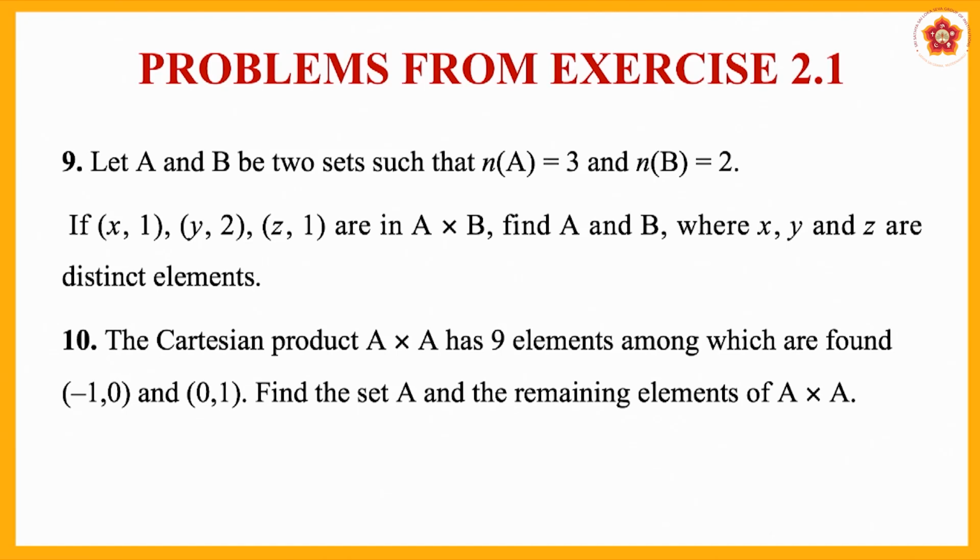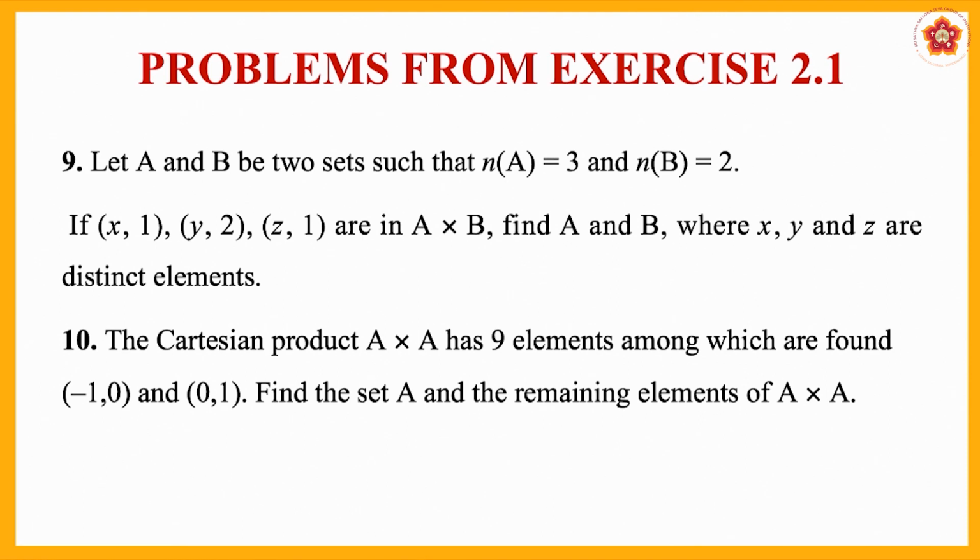We come to a close of this chapter with the last problem, problem number 10. The Cartesian product A cross A has 9 elements. When can it have 9 elements? If each of them has 3 elements. Because if n(A) is 3, n(B) is 3, then only the product is going to be 9 elements. Suppose A has 4 or 5 or 6 or 2 or anything else, the product cannot have 9 elements, and that too you are multiplying A with itself.